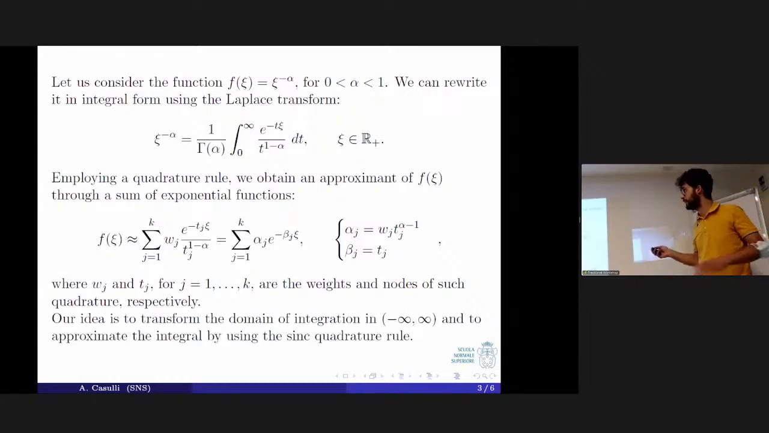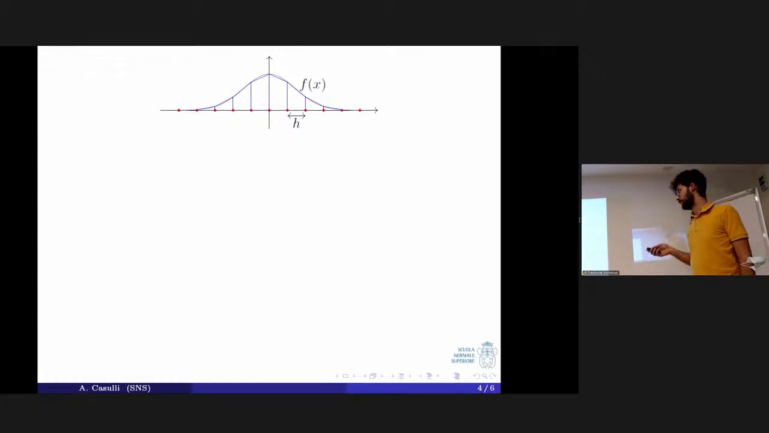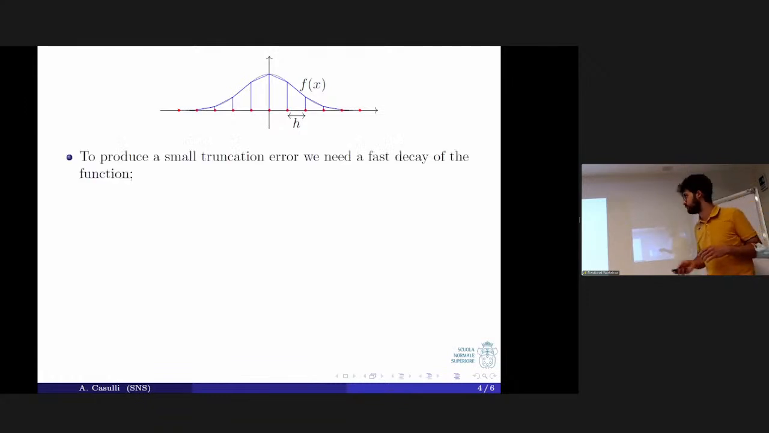So first of all, we need to transform this integral into an integral defined on the whole real axis. The sinc quadrature rule is essentially an infinite trapezoidal rule. So if we want to approximate an integral with this rule, we have to divide the real axis into smaller intervals of width h, and then we approximate the integral by the sum of the areas of the trapezoids. First of all, since we need a finite sum and we have to truncate this series, we want a function that decays fast at plus and minus infinity.